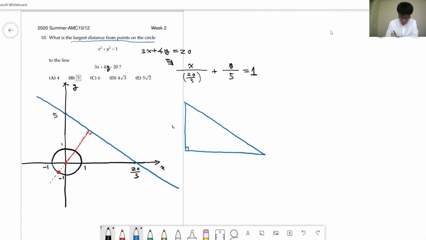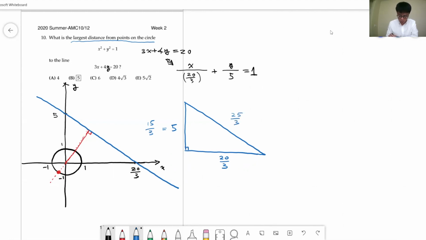The side lines here is 5, and here is 20 over 3. And this is basically 5 is 15 over 3, right? So this is like a 3, 4, 5 Pythagorean triple. This is 3 times 5, this is 4 times 5. So the hypotenuse is just 25 over 3.